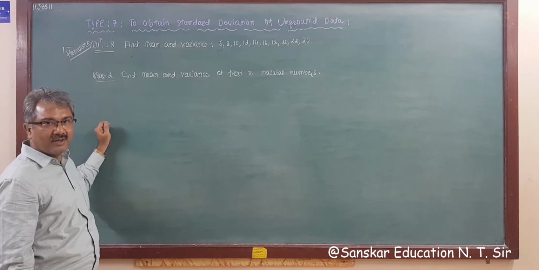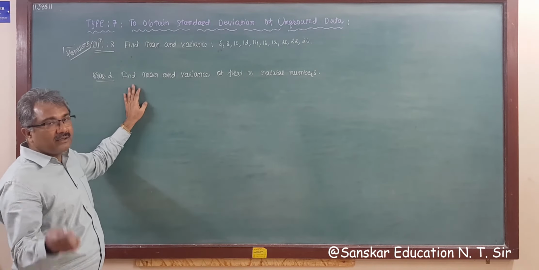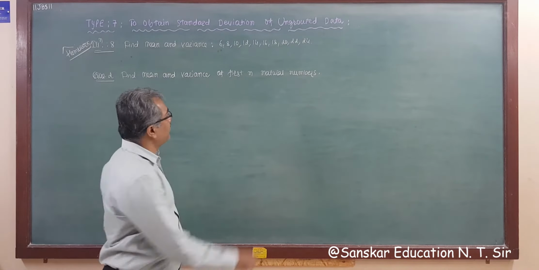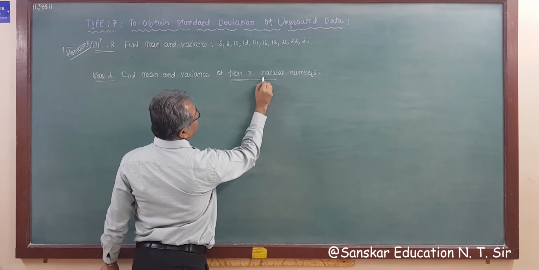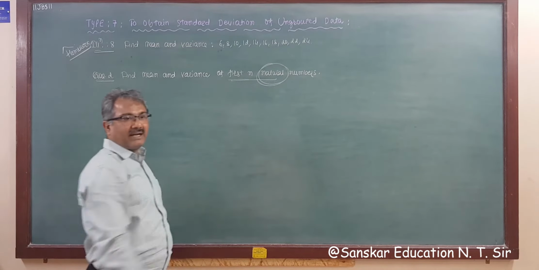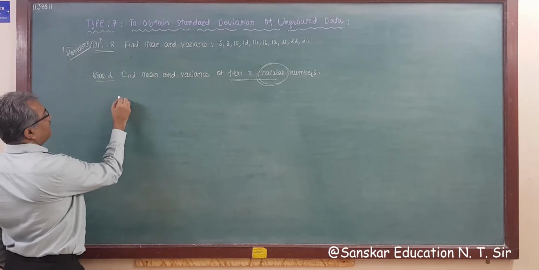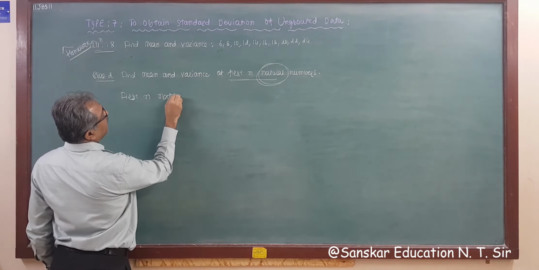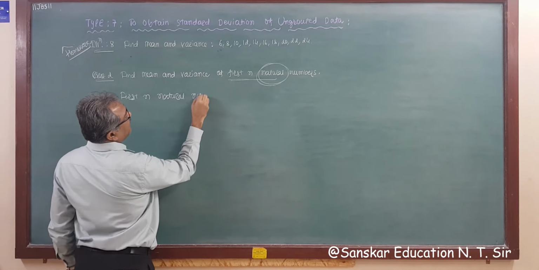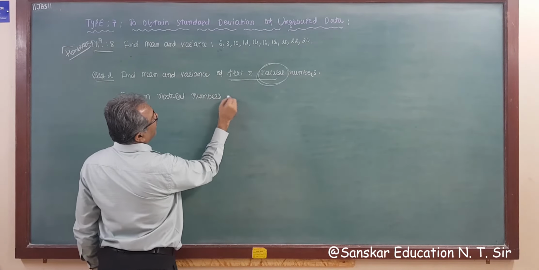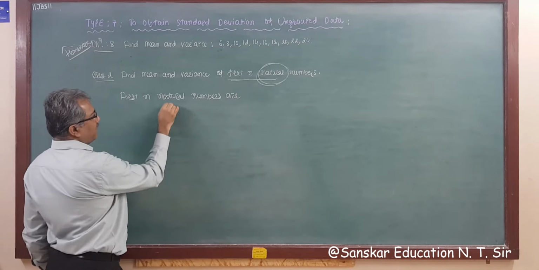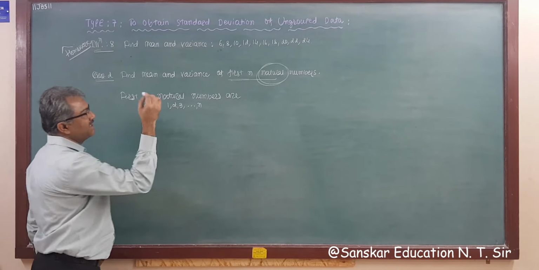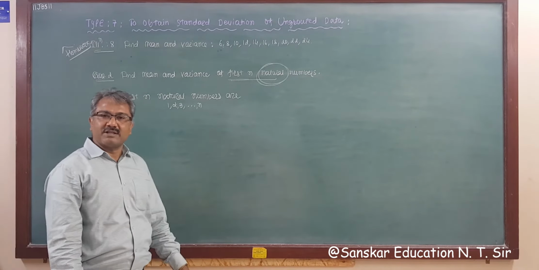Now question number 2 is also the same kind of example, but the numbers given are different. Find the mean and variance of the first n natural numbers. First n natural numbers, this is important. And you know the first n natural numbers are 1, 2, 3, up to n. These are the first n natural numbers that you know.